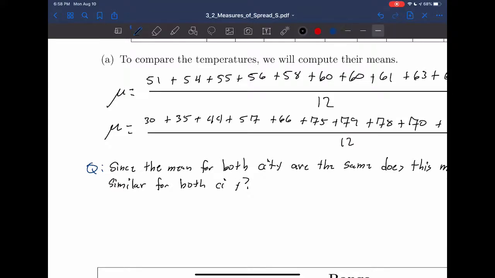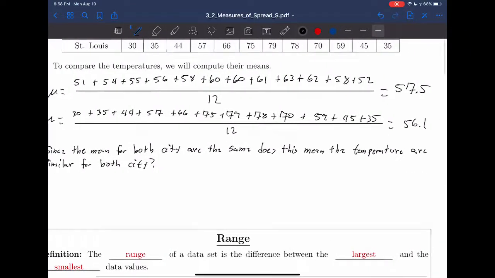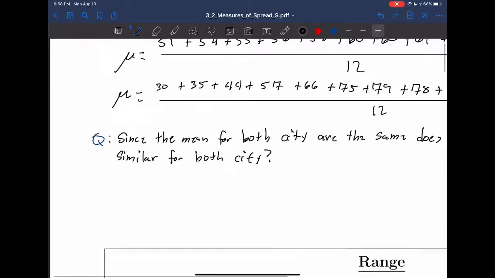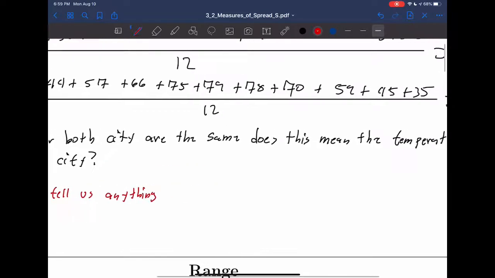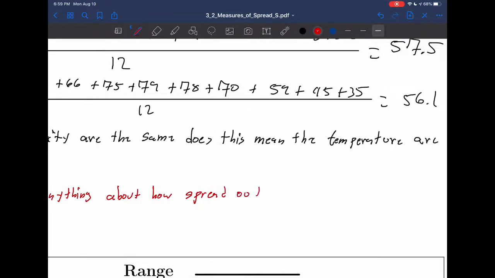And of course, the answer is no. If you look back into our data, St. Louis has a much wider spread of temperature. So what does this mean? That means that the mean, or the average, does not tell us anything about how spread out our data are. So we have to figure out something different.